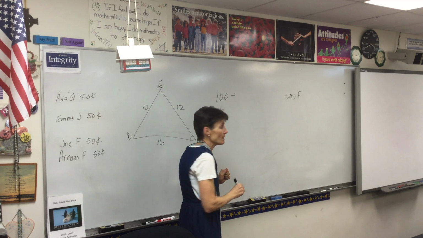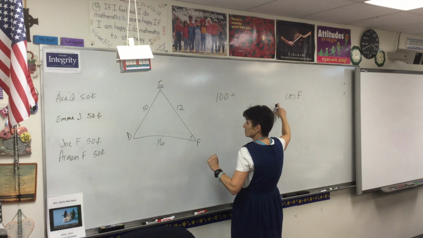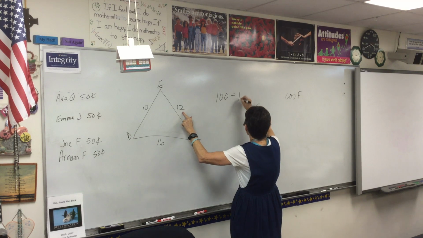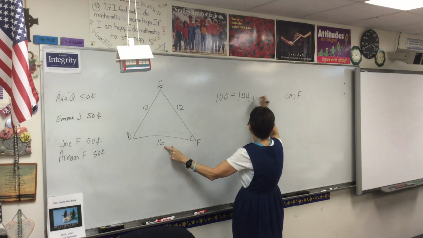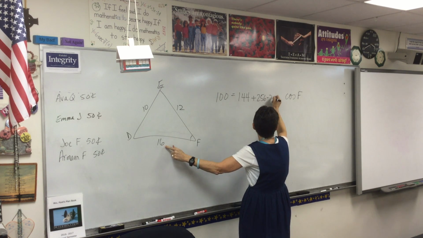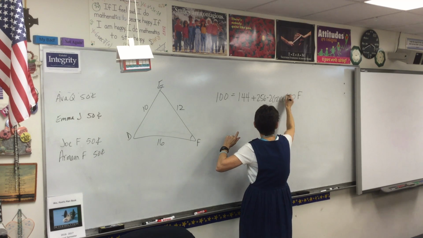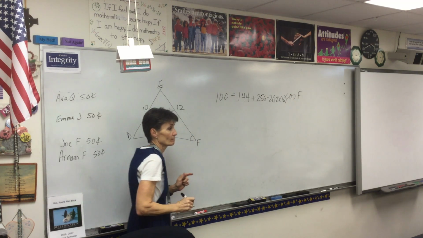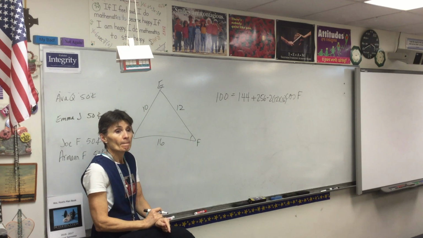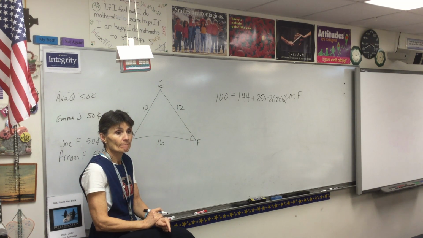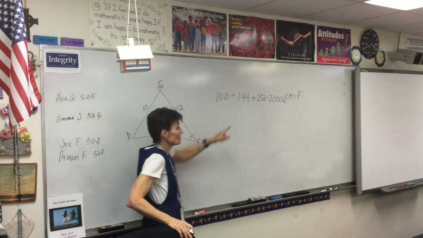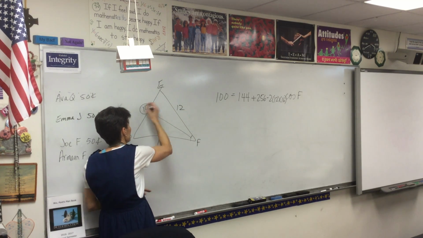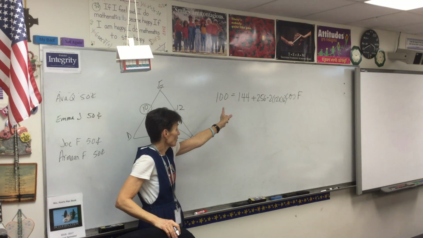All right. Now, what goes here in the middle? 12 squared plus 16 squared minus 2 times 12 times 16. Why is it just those two sides? How do you know which two sides to use? Yes. It's the ones that are not over here. So since I'm finding angle F, the 10 is over here. So that's all the other two sides.